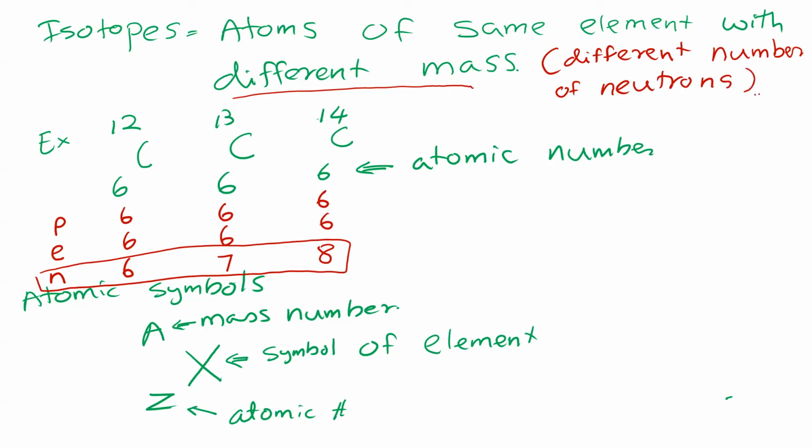So that's the reason why there are atoms of the same element, but they're going to have different masses. Now, let's see what I mentioned here. What is that? The mass number. Let's take a look at the mass number.